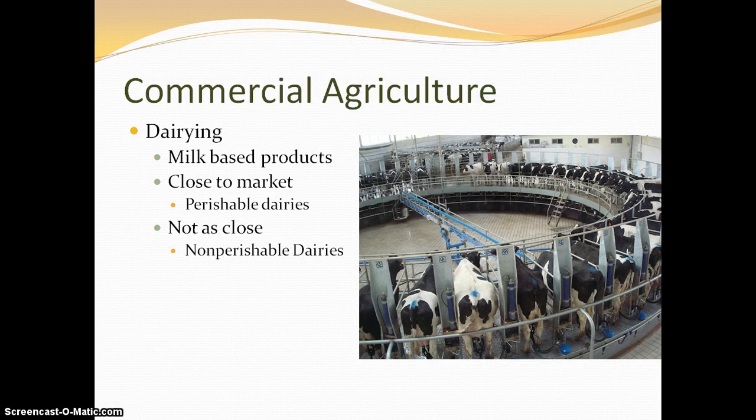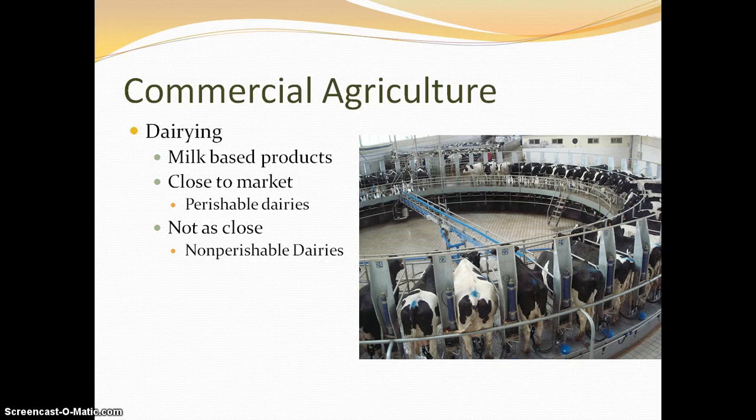Again, dairying, as you might assume, really we're just talking about milk, and we're talking about milk-based products. So clearly, aside from just your regular run-of-the-mill milk that you might buy at the grocery store, you're also looking at other products of milk. So we're talking about cheeses, butters, creams, and those types of things. So again, there's a variety of different products that we can look at when it comes to dairying.